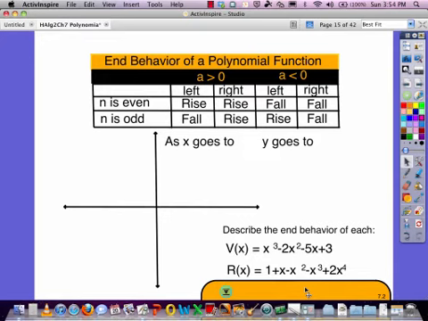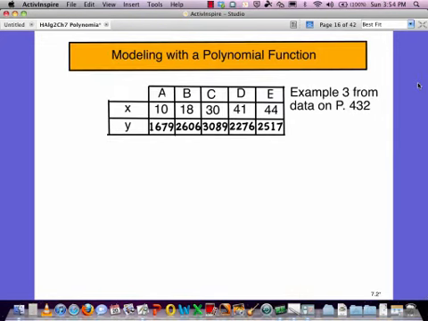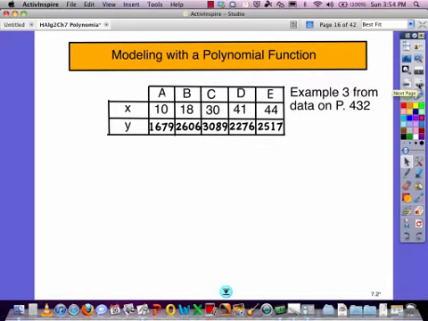All right, after you have that, one more thing we need to talk about is how we model with a polynomial function if they've given us real-life data. This goes back to page 432 and the example that was in the book, number of high school graduates in the United States. And this happens to be part of example 3 data.